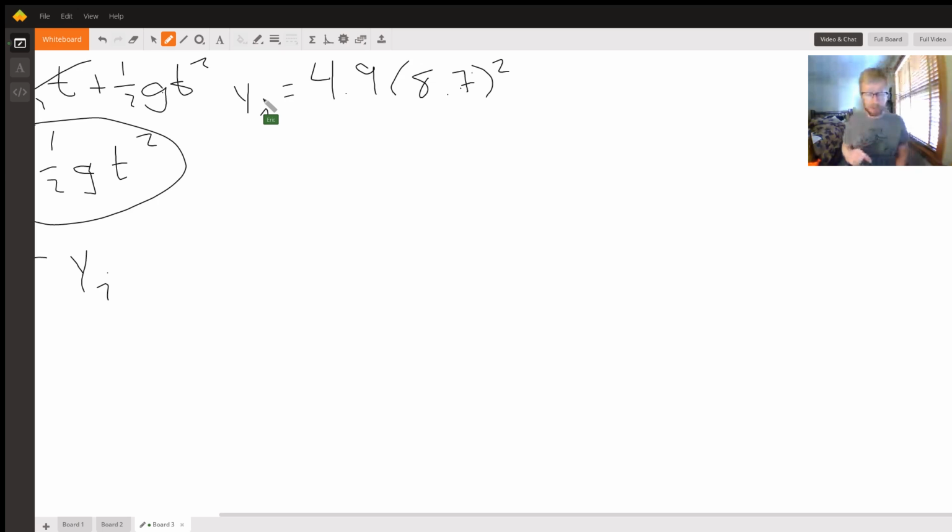And that gives us our initial height. So again, going back to the handy dandy calculator, 8.7 times 8.7 times 4.9, and we get a y initial of about, we'll call it, 371 meters. So there's your second part.